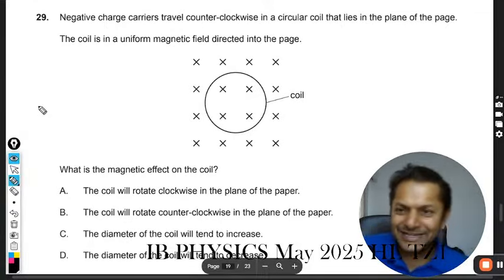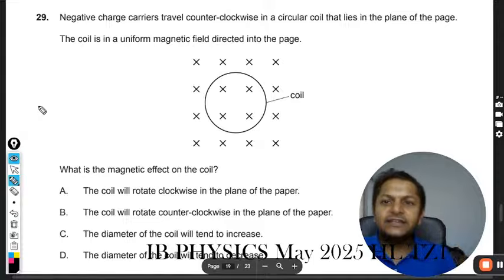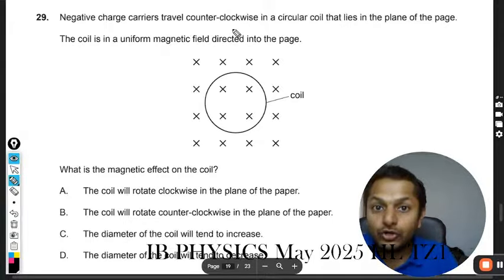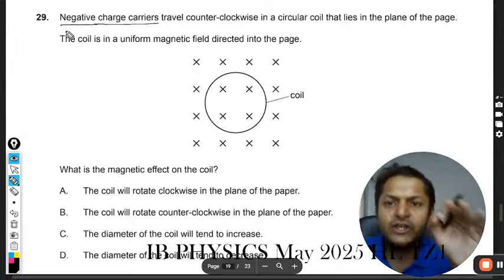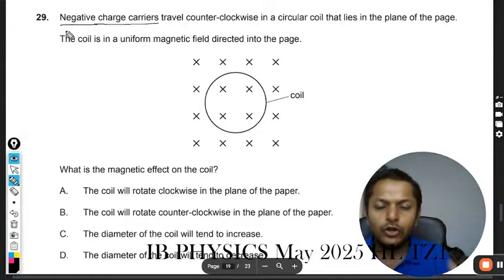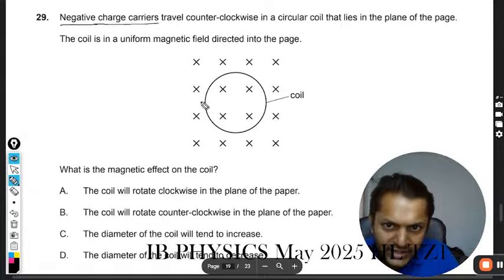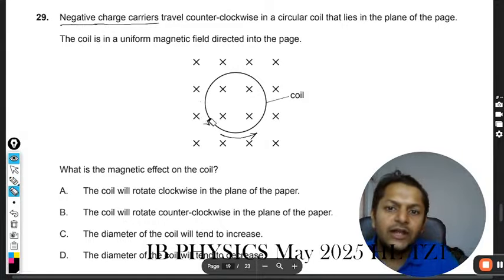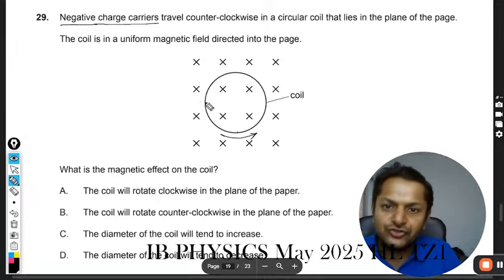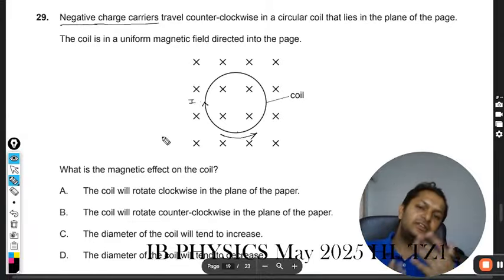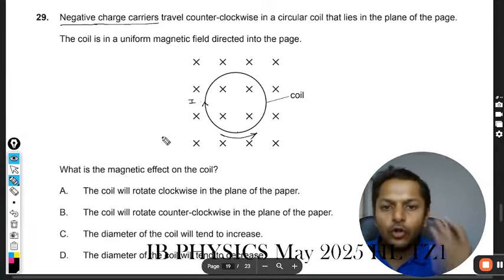Okay, dear student, let us see what is there in this question. Negative charge carriers travel counterclockwise in a circular coil. Negative charge carrier means that they are talking about the electrons, and electrons are moving counterclockwise, so the electrons are going in this way. So electrons are moving in this way, means current is in the opposite direction. So current is going in this way, isn't it? This is the direction of current, because current's direction is always opposite to the direction of electrons.